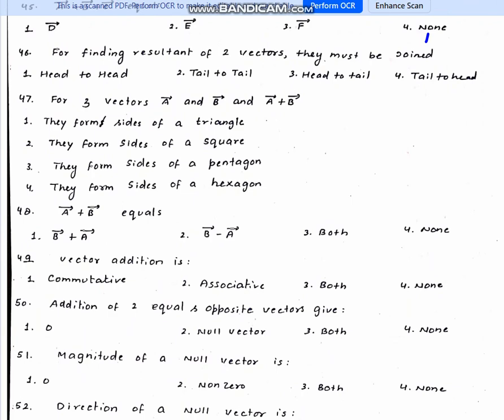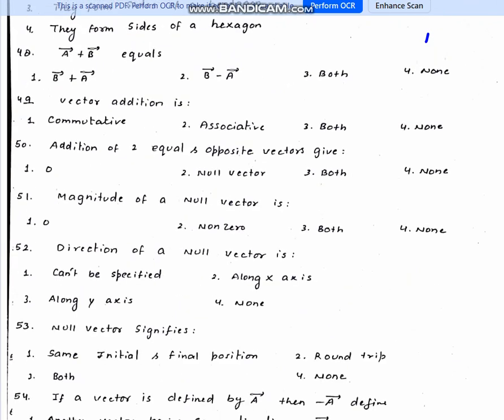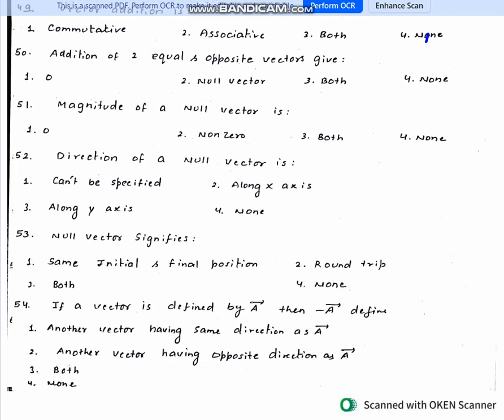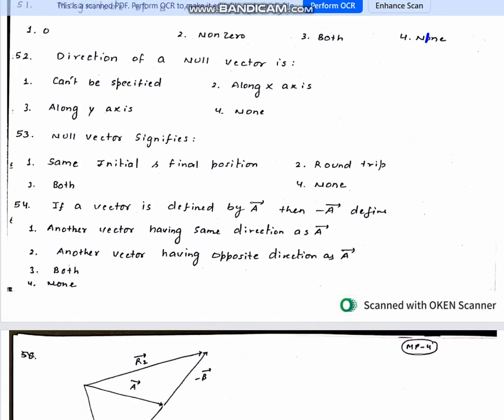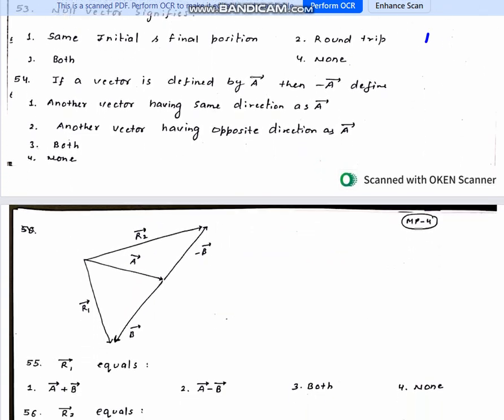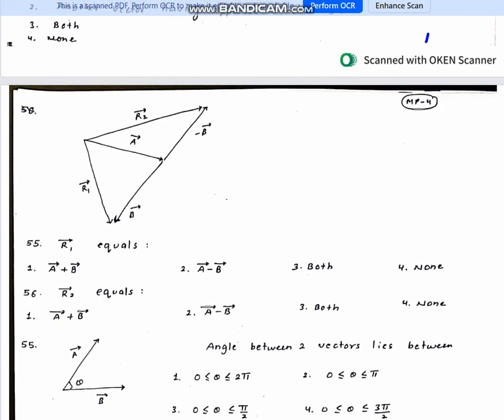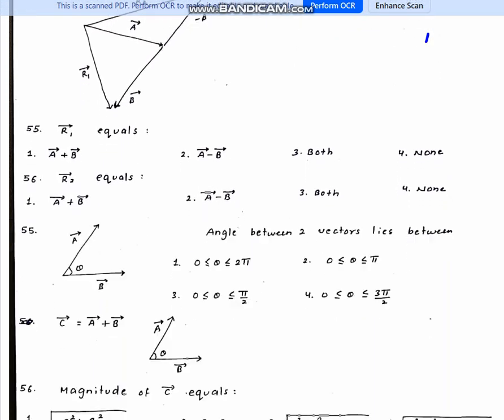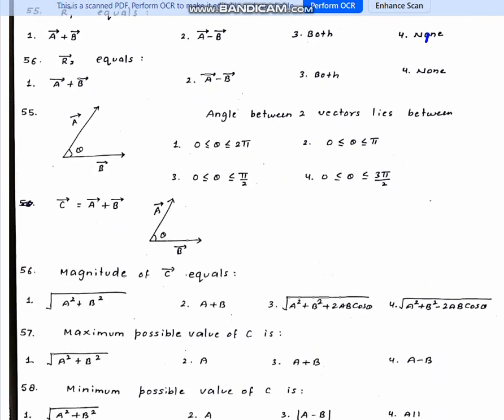Then we have three vectors, A, B and A plus B. Then we have A plus B vectors equals to what? Then vector addition rules are there. Then addition of two vectors, then we have null vector. Then we have vector A and minus of A. Then we have a question based on different vectors. Then we have to find the angle between two vectors.